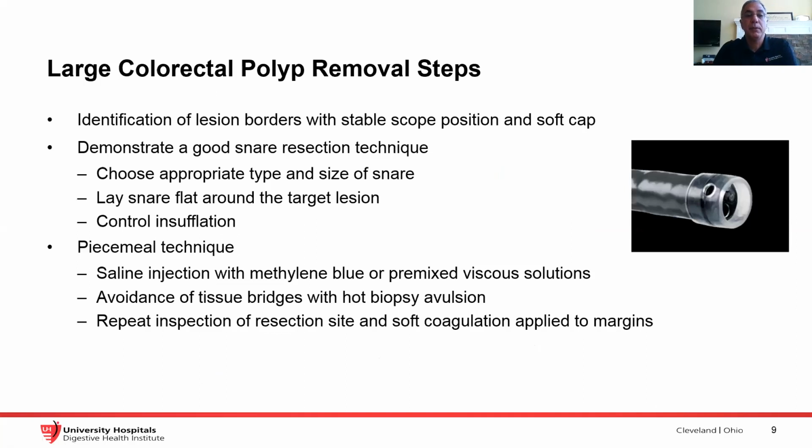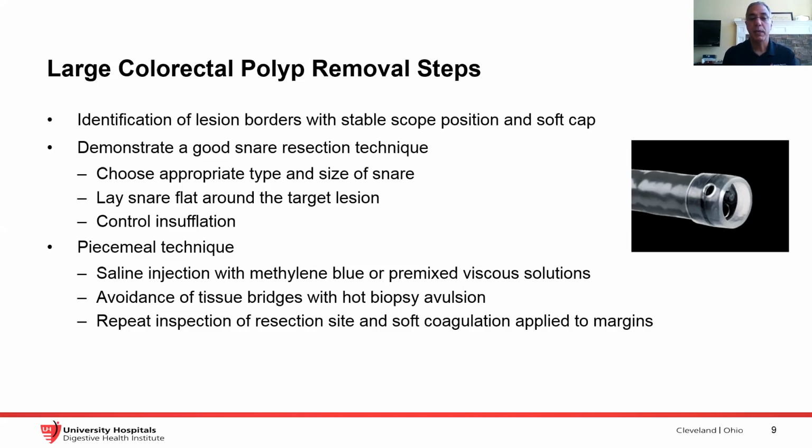So how about large polyps, and what are my steps for removal? Well, the first step is always identification of the lesion borders. Make sure you have a stable scope position, and I always apply a soft cap to my scope whenever somebody refers me a large polyp to remove. I think it's just a very good first step. Demonstrate good snare technique, choose the appropriate size and type of snare. Some snares are stiffer, some snares are more bulky and have rough edges. We really want to lay that snare around the target lesion, control insufflation so you're able to bring some of the tissue into the snare.